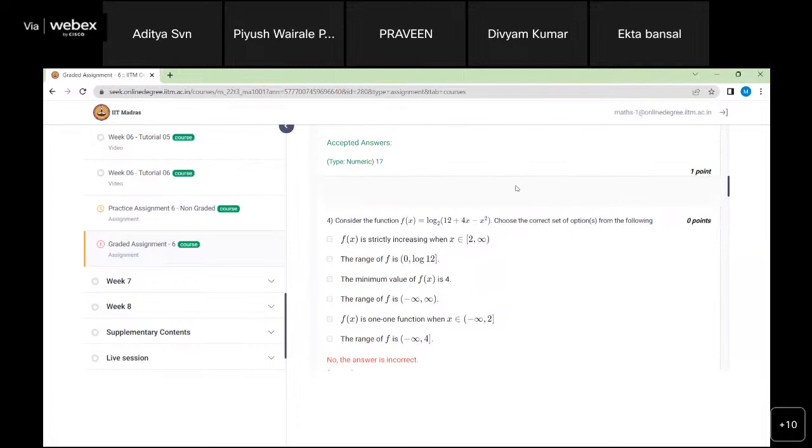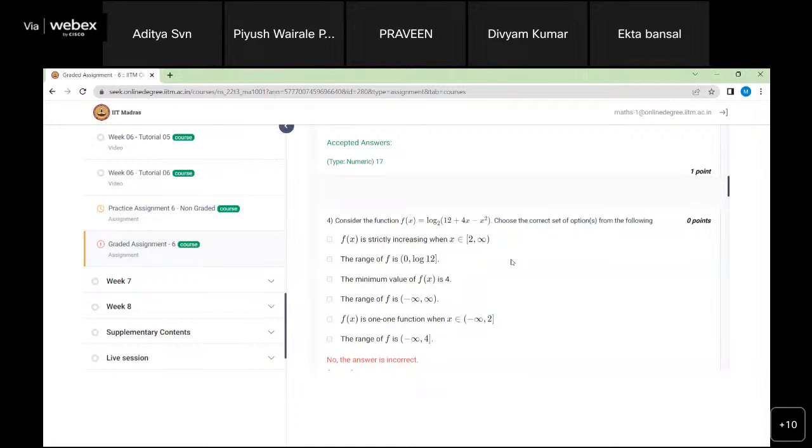Let me check. What are the roots of this particular expression? I guess minus 2 and 6 only. It is x square minus 4x minus 12, so that is basically x minus 6 into x plus 2. So the roots are 6 and minus 2, right? So our function should be between minus 2 and 6, right?